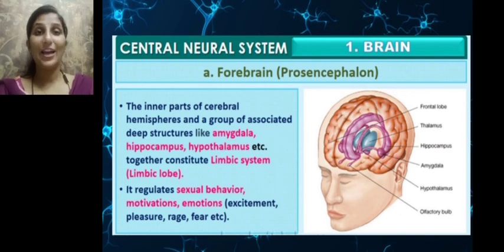Thus, we have come to the end of the forebrain, called the prosencephalon, which is divided into the cerebrum and diencephalon. The diencephalon is again divided into the thalamus and hypothalamus. We also learned the functions performed by the different regions of the forebrain.